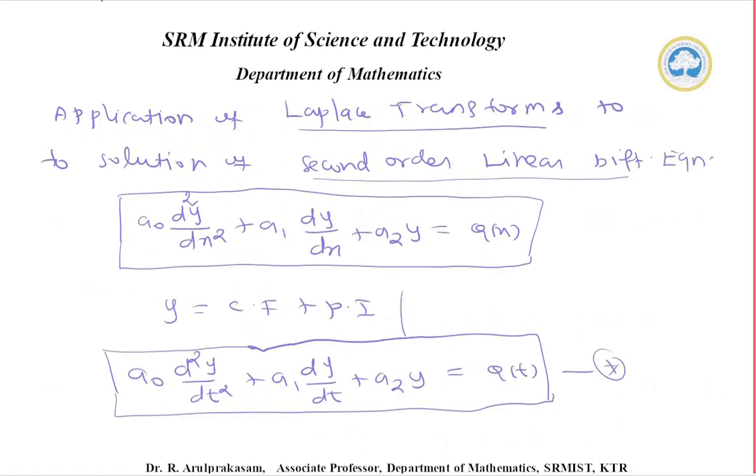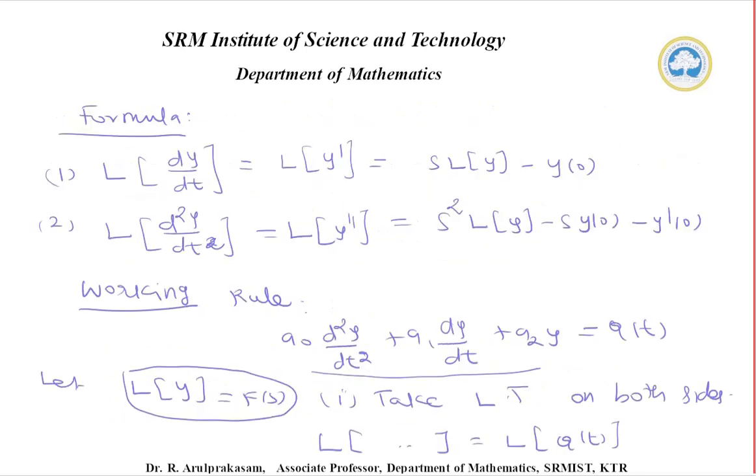A second order linear differential equation is given. How do we solve it? The solution comes as complementary function plus particular solution, using standard functions. But we are going to solve this problem using the Laplace transform technique. You should know the Laplace transform derivative formula, and the rule is: take the Laplace transform, find L of y, and take the inverse Laplace transform, and you'll get the original function f of t.